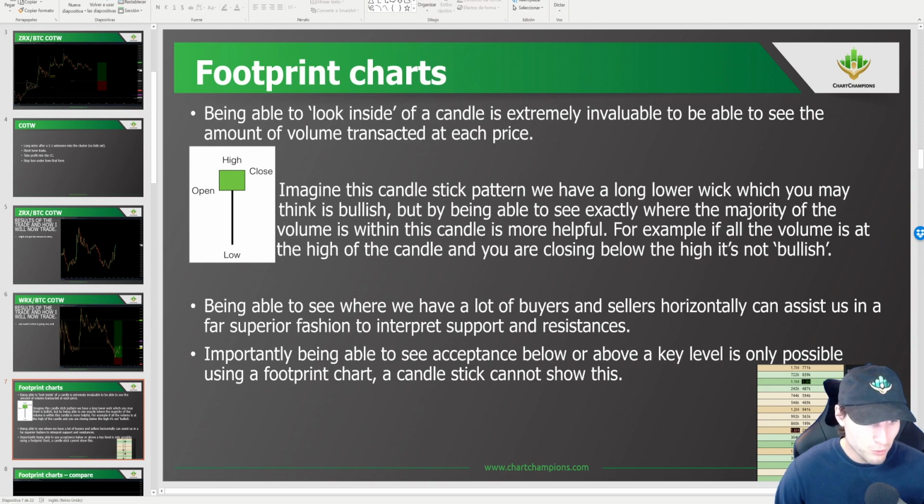But importantly as well, being able to see acceptance below or above a key level is only possible using a footprint chart. A candlestick cannot show you this, period. So when we talk about acceptance, as I've hinted at recently, for me, acceptance above a level or acceptance below a level is dependent on volume transacted.